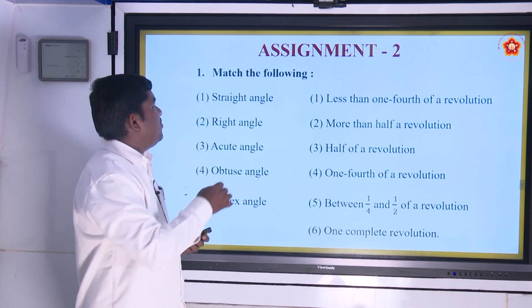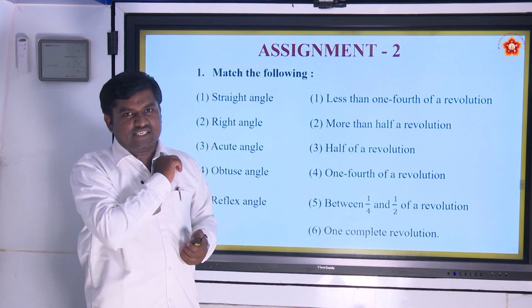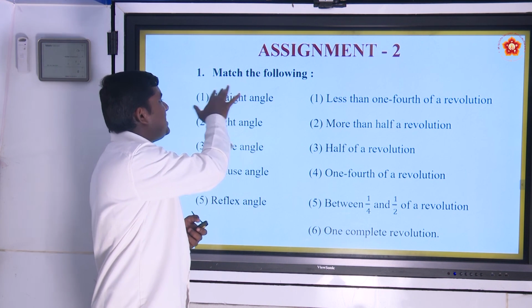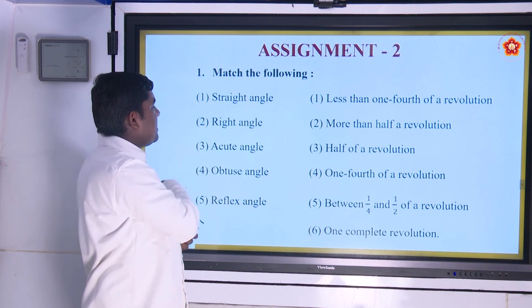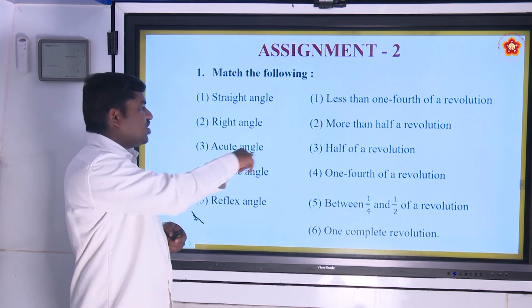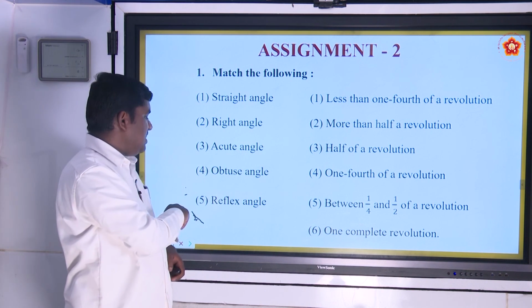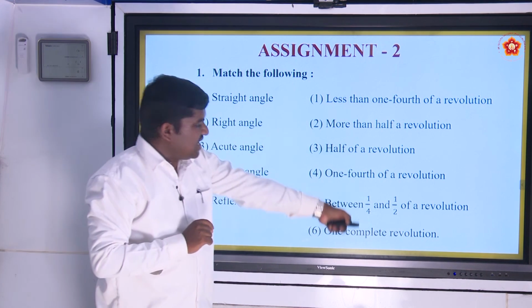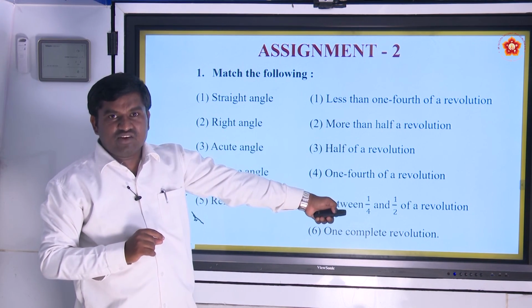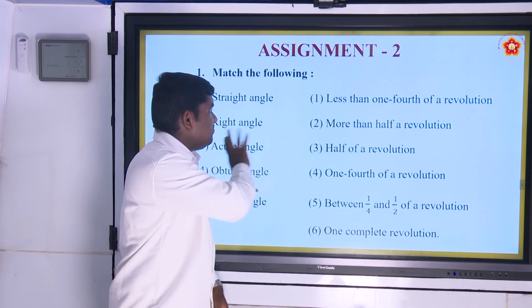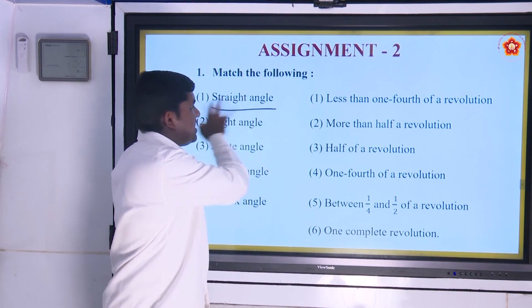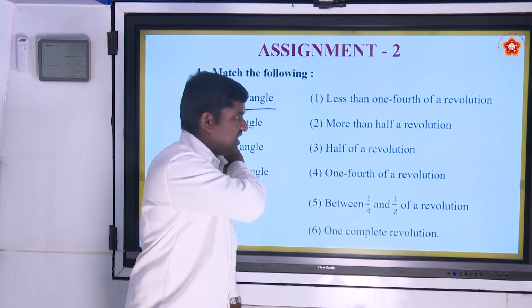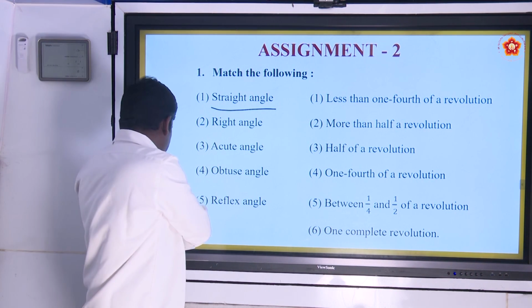So I give you a small assignment. Match the following: straight angle, right angle, acute angle, obtuse angle and reflex angle. On the right side I give a revolution. You have to match which is the straight angle as how much revolution, like that you have to match.